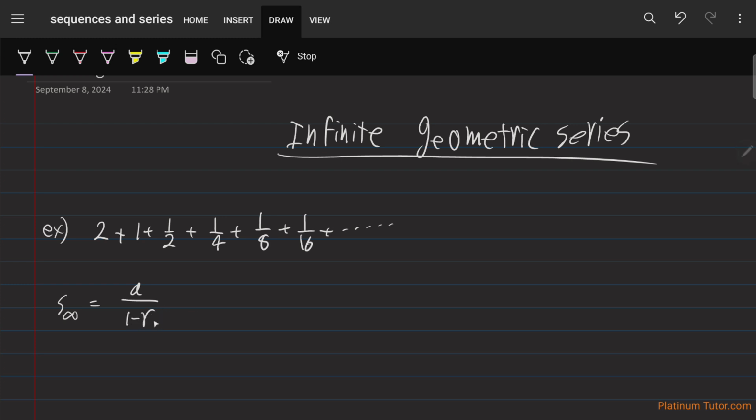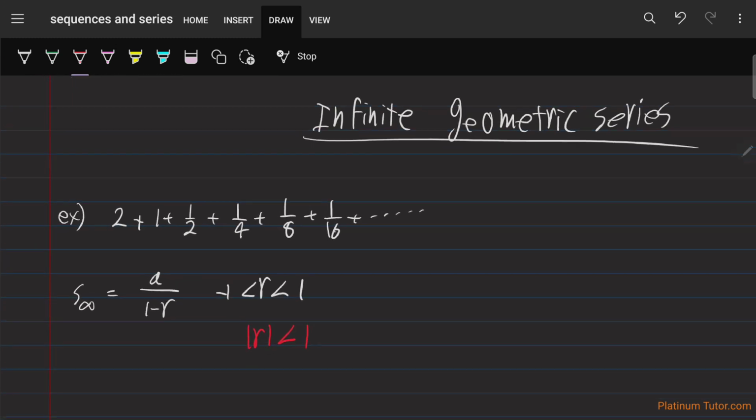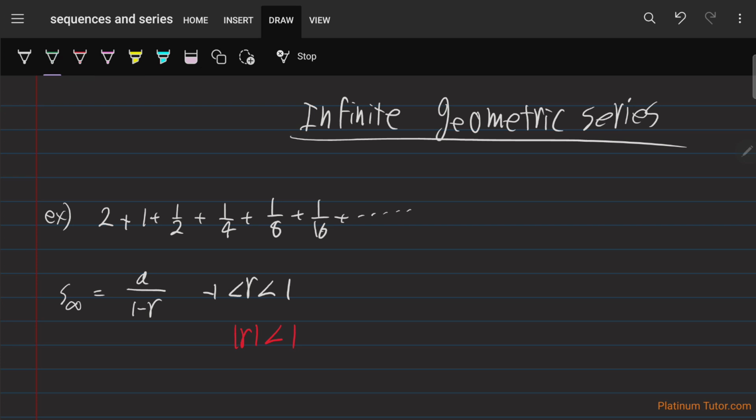And there's one condition that has to be met in order for us to be able to use this formula, and that's that R has to be between -1 and 1. Sometimes it's also written like this: the absolute value of R has to be less than 1. Okay, so let's go ahead and explain this formula a little bit.